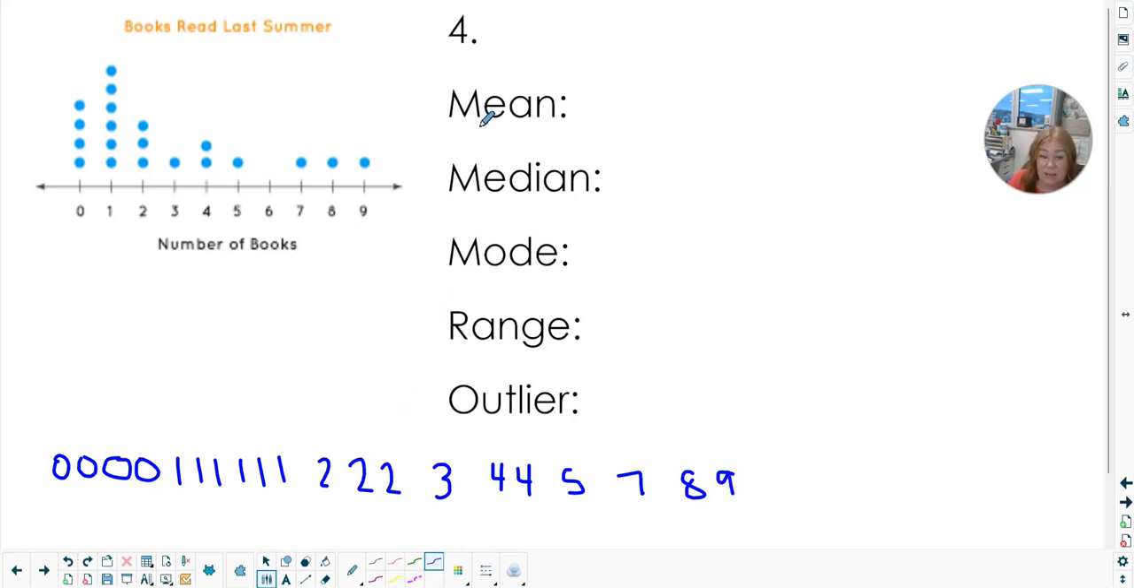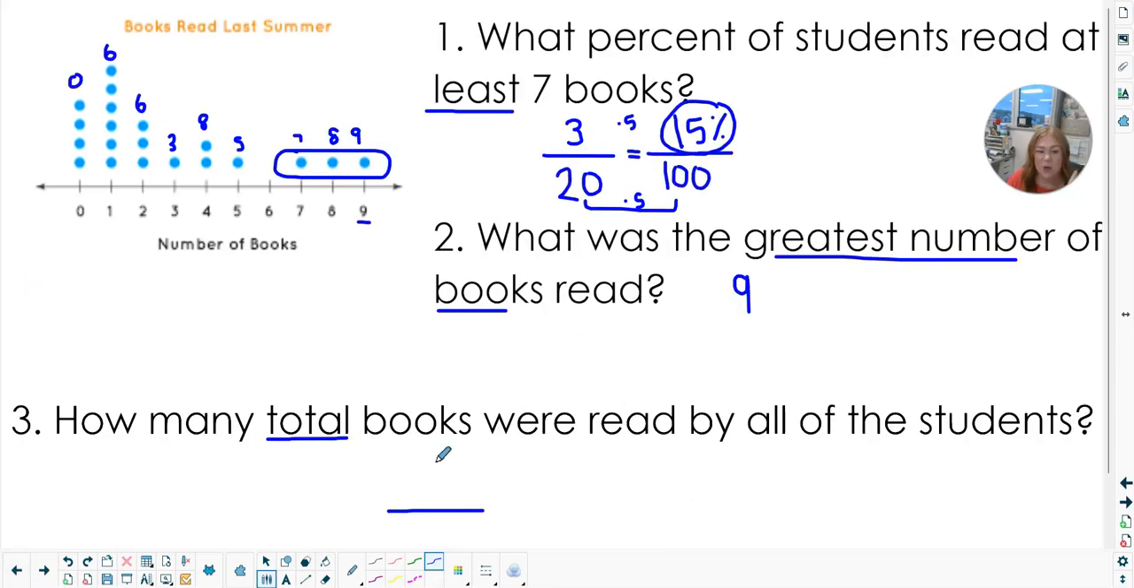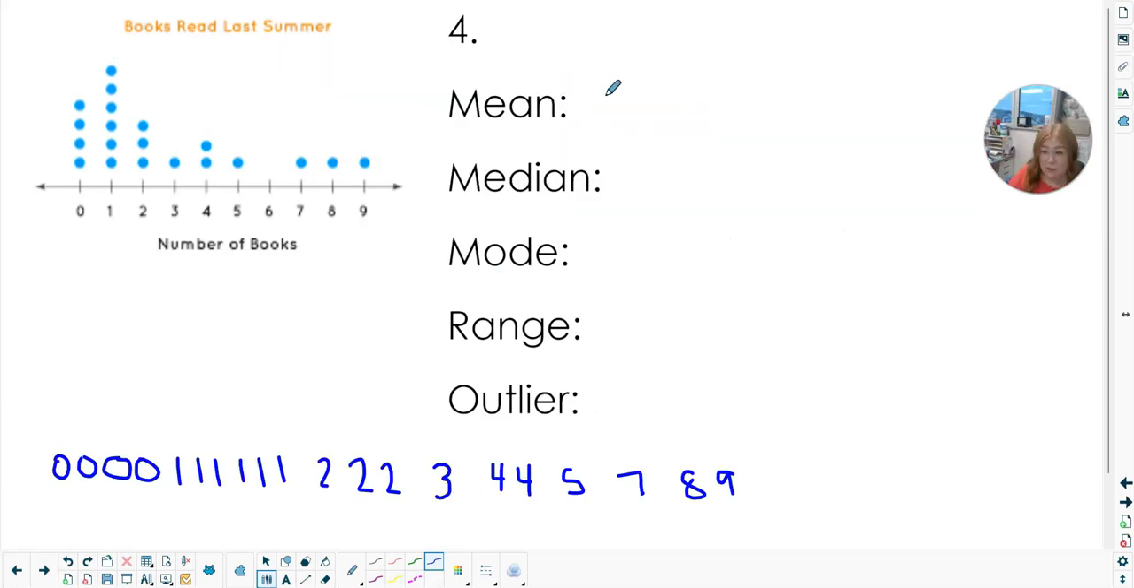So when we find the mean, right, we want to put those all together. We're trying to make everybody have the same. So first we have to put them all together, which we just did on our last question. We know that they read these books here, so we can take our answer from here. So we'll double check ourselves. So that should have been 52 total books. And we're going to divide that by how many people read books, which we know was 20 total people. So we're going to take 52 and divide that by 20 here.